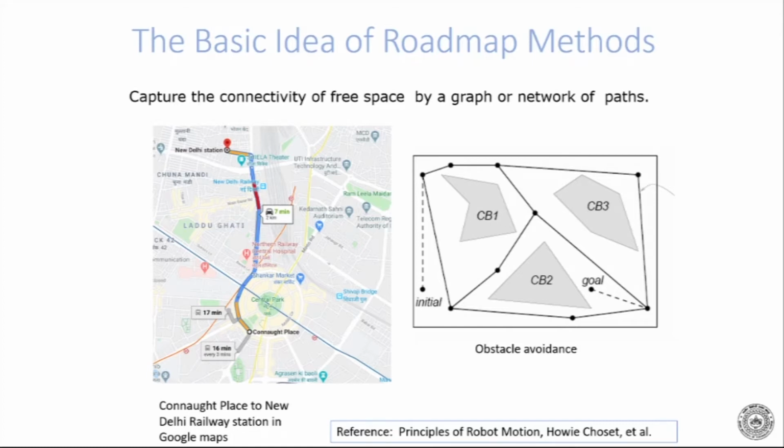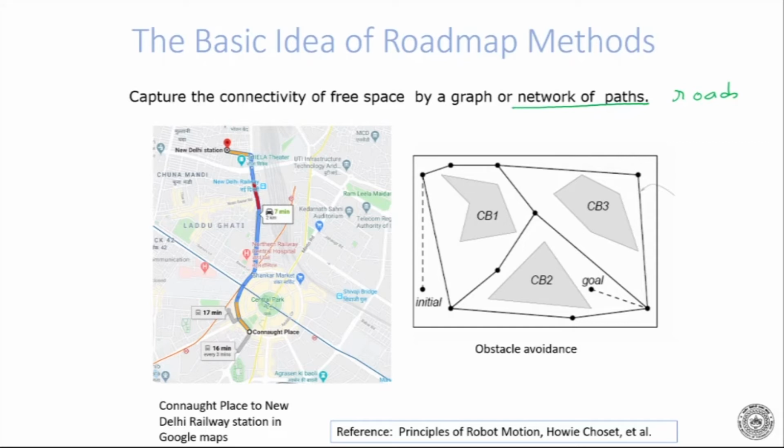as I just talked about. So today we'll start off with roadmaps. Now the basic idea of the roadmap method is to capture the connectivity of free space by a graph or network of paths or roads. Okay, this is very simple to understand because we are very familiar with Google Maps these days. Or if you look at any map, how do you go from one place to another place? You look at a map.